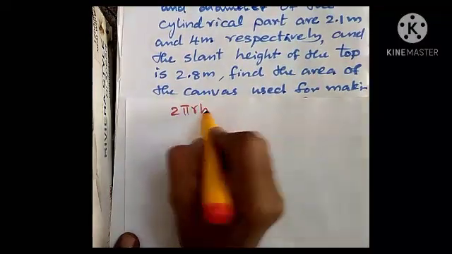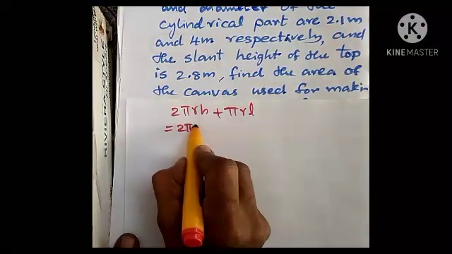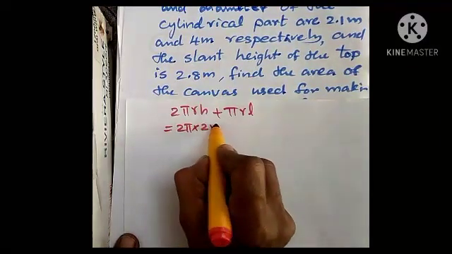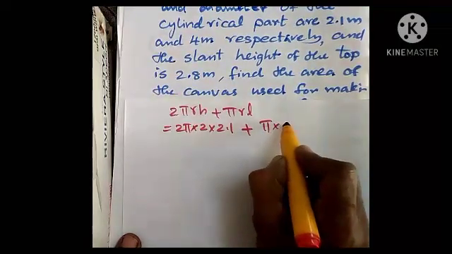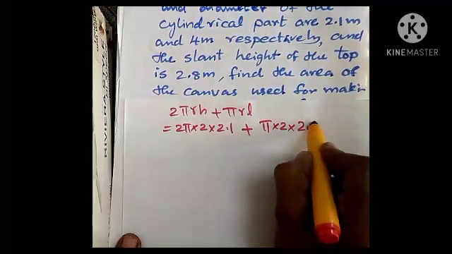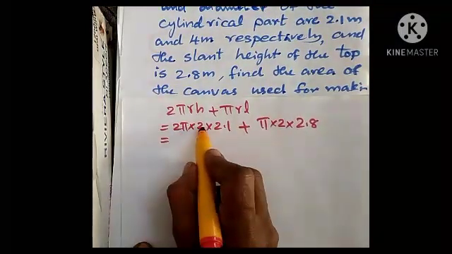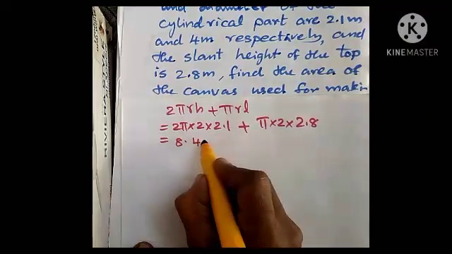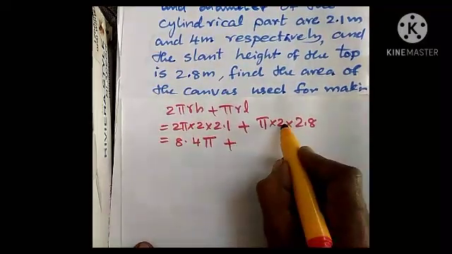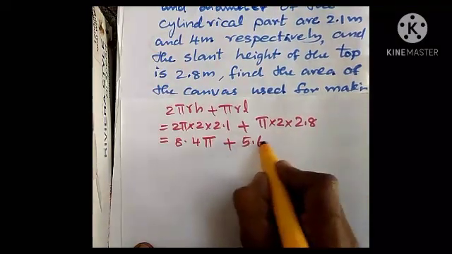Two pi RH plus pi RL. Okay, we are just substituting the values. 2 pi into, what is the radius? 2, into, what is H? 2.1, plus pi, R is 2, into L means 2.8. Understand? Now that is equal to 2 into 2, 4. 4 into 2.1. What is 4 into 2.1? 8.4. So here it is 8.4 pi plus 2 into 2.8. What is that? 5.6. So 5.6 pi.